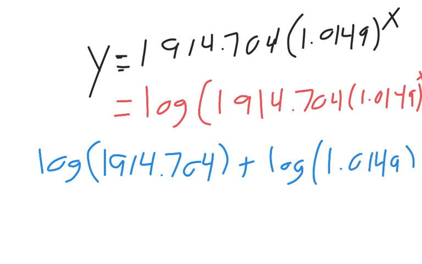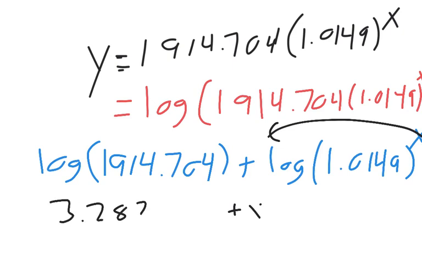Now I can, because this is the exponent for the entire argument, move this x out front in line. We good with that? What is log of 1914.704? Uh-huh. So we just wrote that, and what's log of 1.0149? And what's this? It's the equation of the line. That's so cool. Okay.